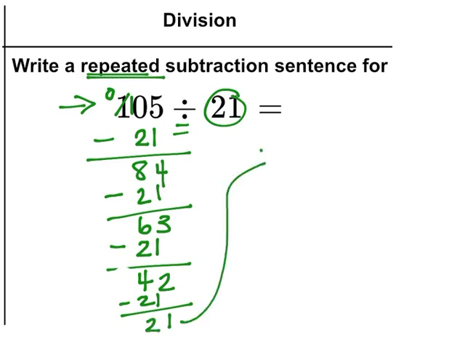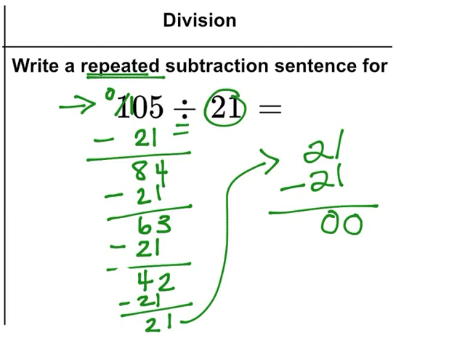Now look, I've run out of room. I'm going to come up here. Now what am I going to do? Well, I'm subtracting 21 again. 1 minus 1 is 0. 2 minus 2 is 0. Now what am I going to do? Well, I can't subtract anymore. I've got nothing. So now I'm going to count how many times did I subtract 21.